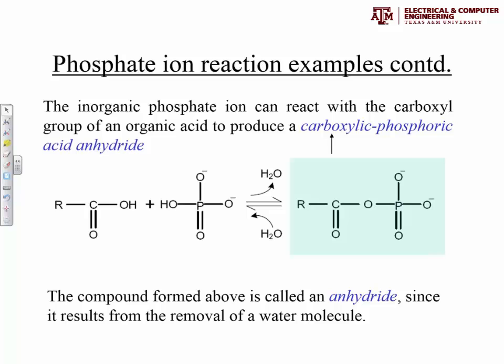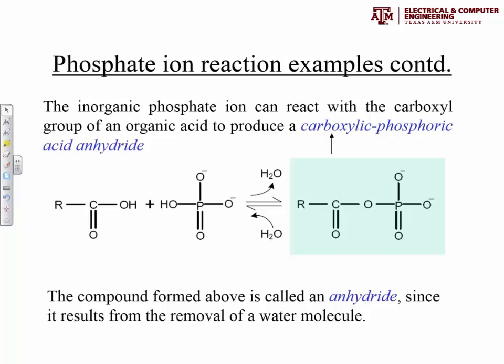You can have a situation where this inorganic phosphate ion can react with a carboxylic acid, C double bonded with OOH, and the inorganic phosphate ion. Again, a water molecule is eliminated, and these two are linked together like this. The compound formed in this way is called an anhydride because you took a water molecule out, since it results from the removal of a water molecule. So it's called a carboxylic phosphoric acid anhydride. If you want to go back from this to this, all you have to do is add water to it. So the reaction can go both ways.